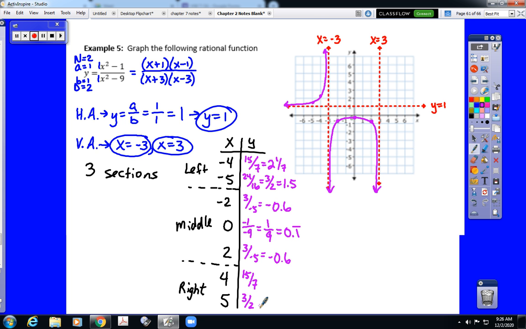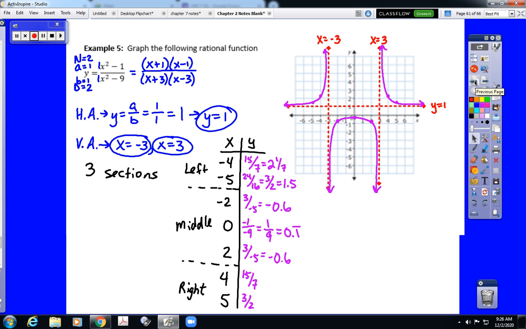So at 4, 15/7 would be 2 and 1/7, about right there. And then at 5, 1.5. So again, it's going to come in along that asymptote, pass through those 2 points, and exit along the horizontal asymptote.